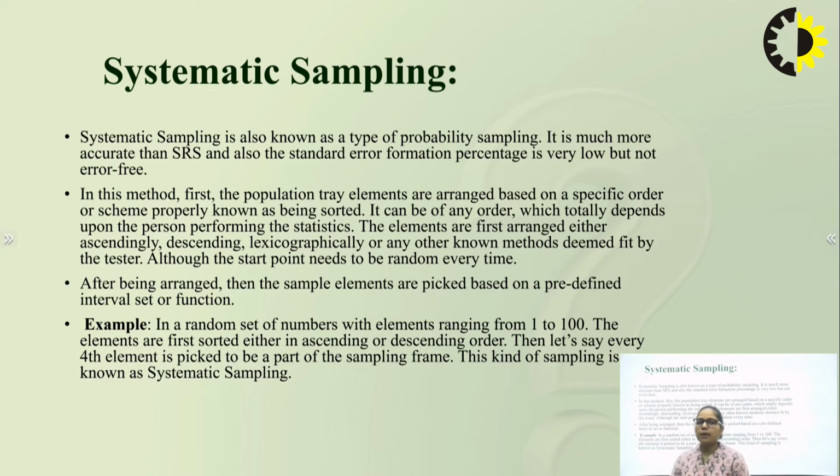Basically, in systematic sampling, before starting any algorithm, we specify some criteria. Like in this example, we first sorted the numbers in ascending or descending order based on the preferences of the tester or developer. Second step is, we choose every fourth element. Like previously I said, we have a class full of students. I choose the students whose roll numbers are even roll numbers. This is an example of systematic sampling.